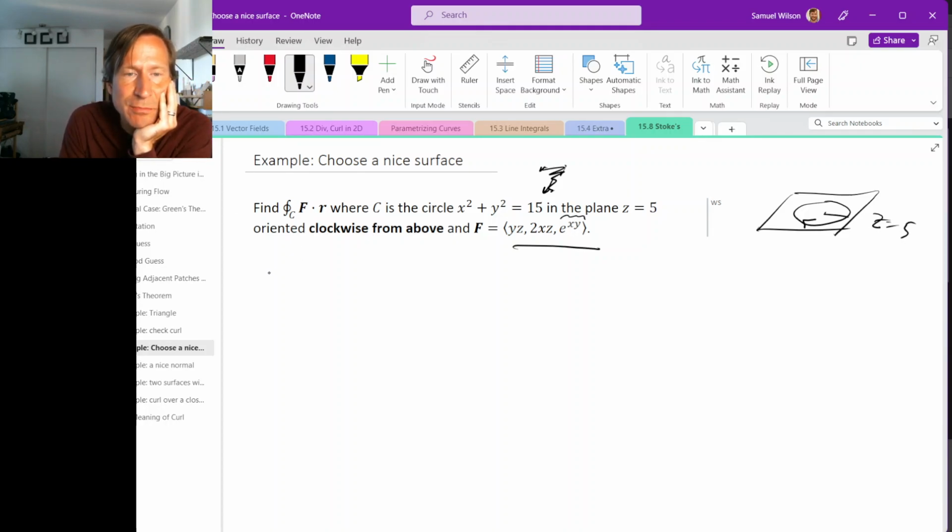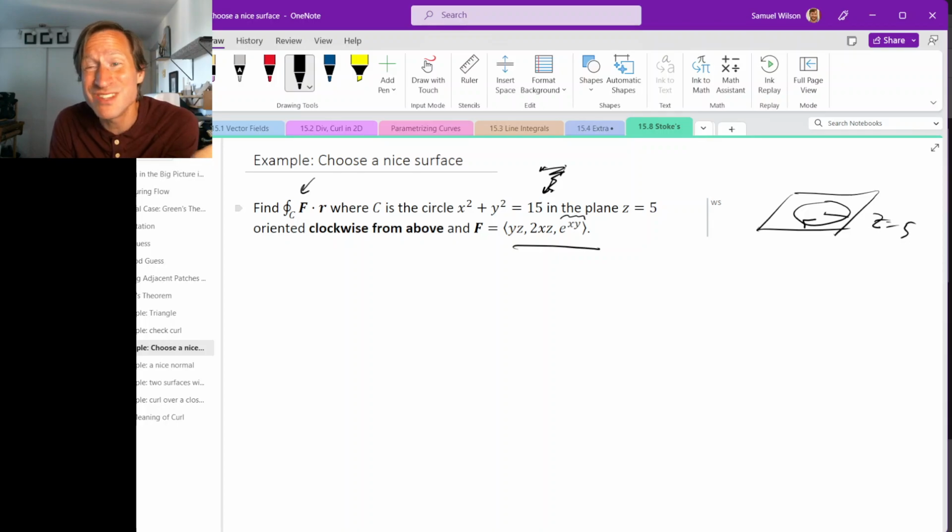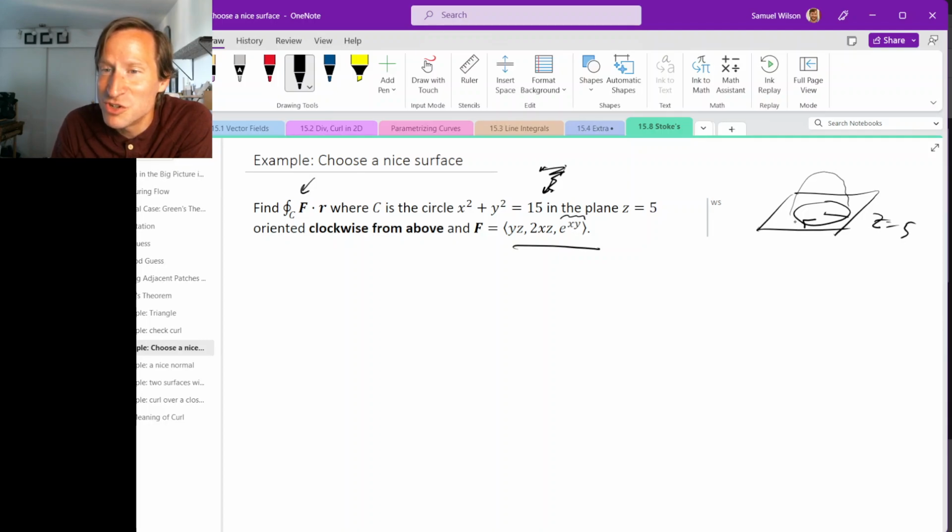I guess let's start by thinking about what sort of surface we could choose. Now, one thing that isn't obvious about Stokes' theorem is that if all you have is a closed curve that bounds a surface, you can actually choose any surface you want to evaluate the integral, right? So we could use a surface that goes up like this and has this circle as its bottom rim. We could choose a paraboloid that goes down like this and has this circle as its top rim. There are lots of choices.